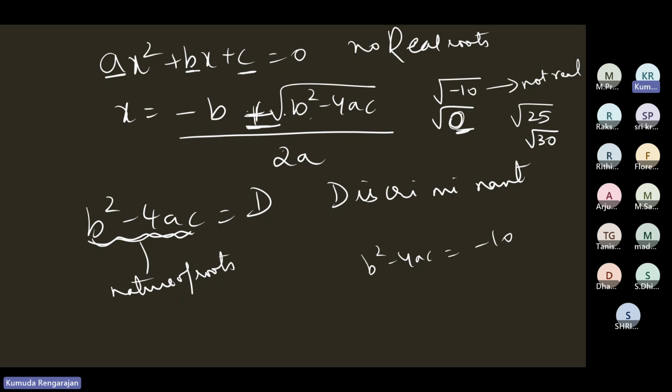Minus b plus root b square minus 4ac by 2a, and minus b minus square root of b square minus 4ac by 2a. So like that, you have two different roots. Since b square minus 4ac determines the nature of the roots of the equation, b square minus 4ac is called the discriminant in the quadratic formula.